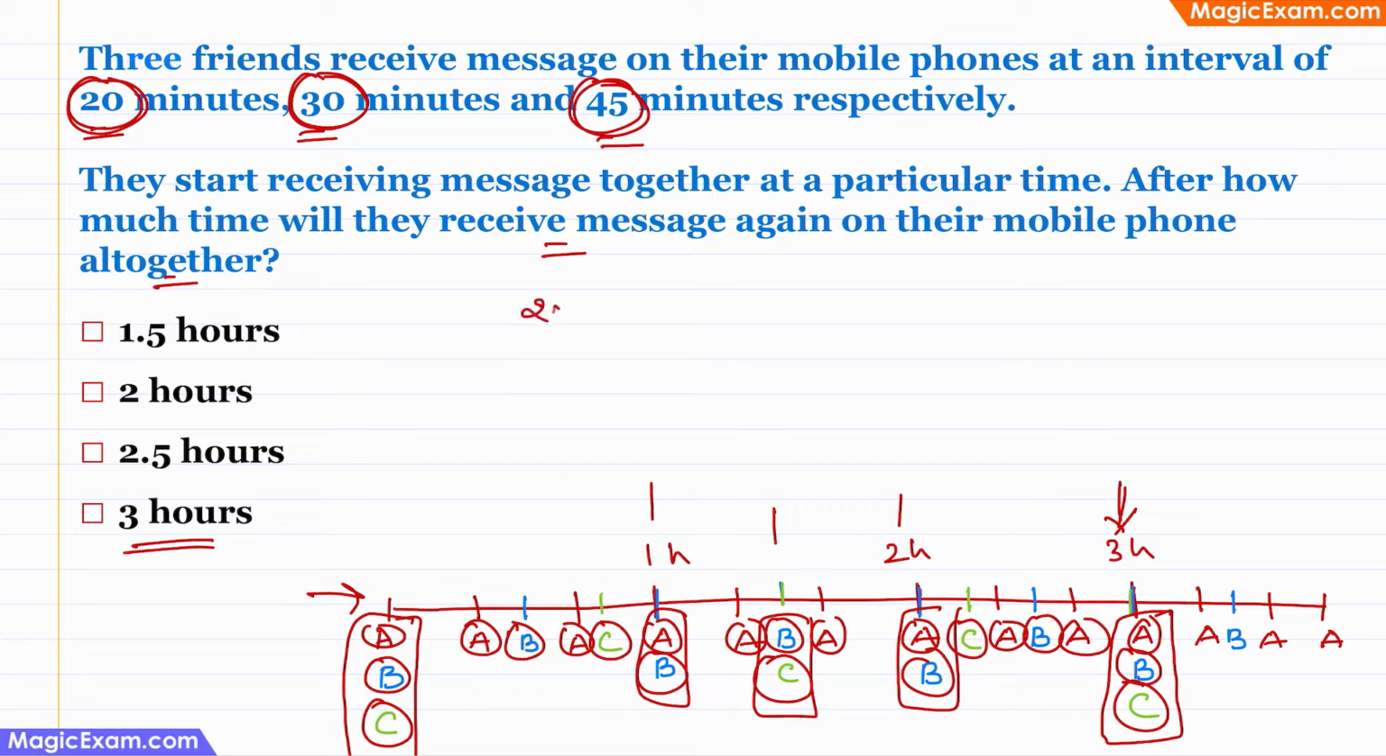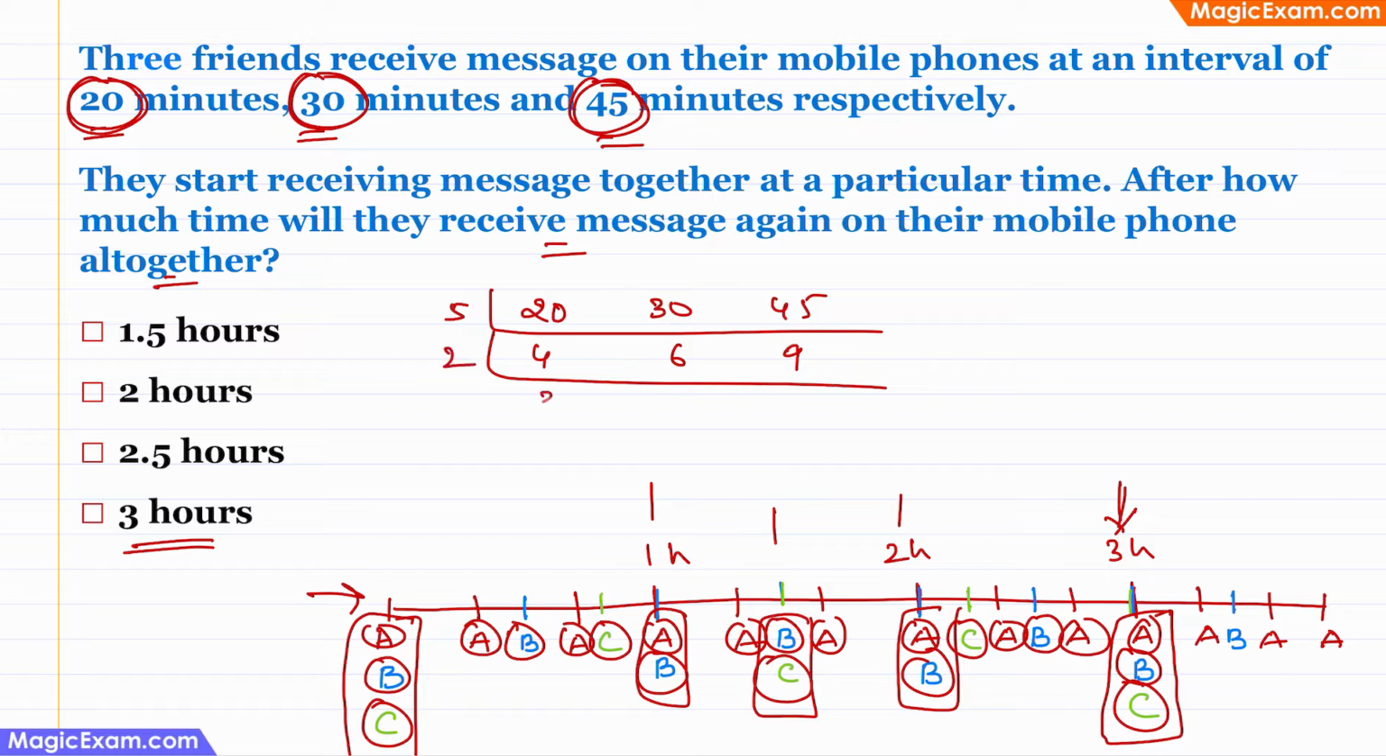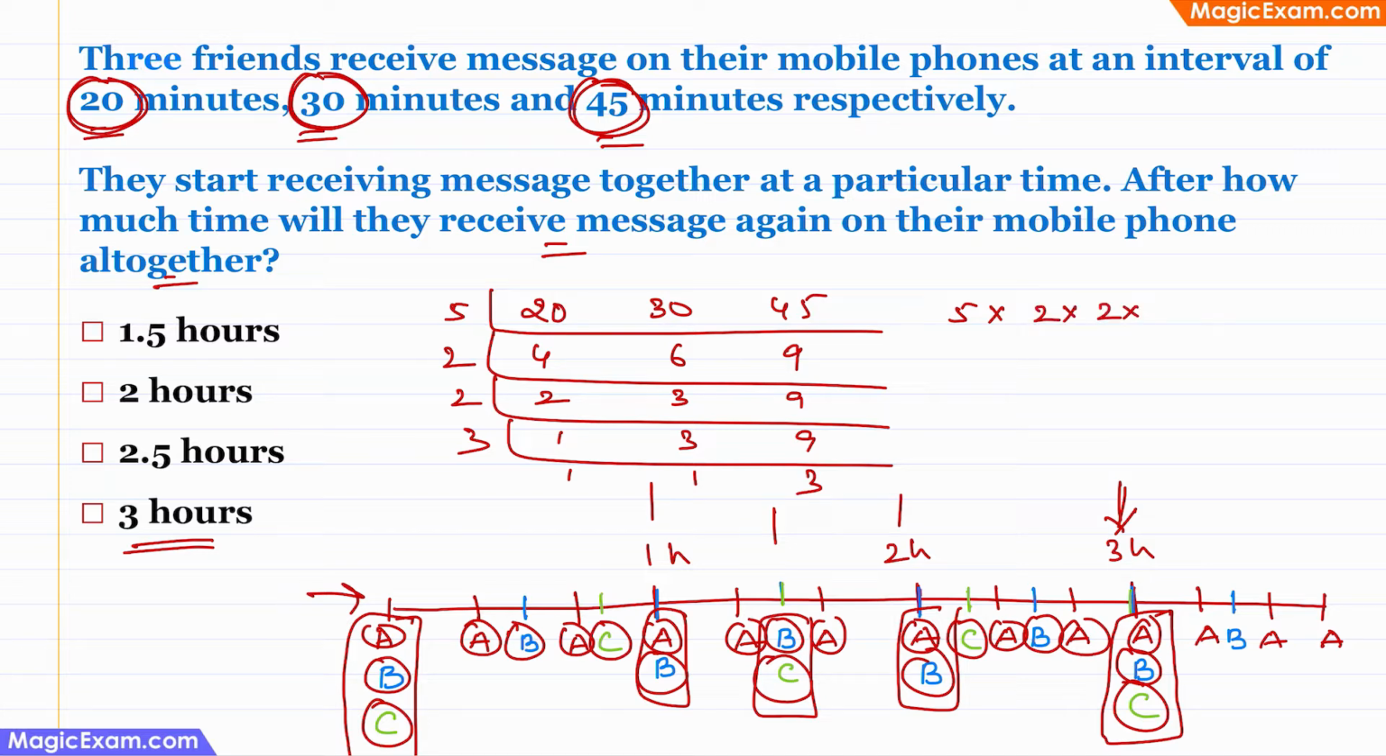So say 20 and 30 and 45. Now 5 4s are 20, 5 6s are 30, 5 9s are 45. So 2 2s are 4, 2 3s are 6, 9. Then 2 1s are 2, 3, 9. So 3 1 1 and 3. So we have to multiply 5 into 2 into 2 into 3 into 1 into 1 into 3. So if we do this, we will get 180.